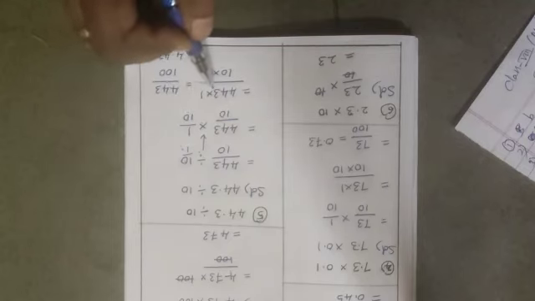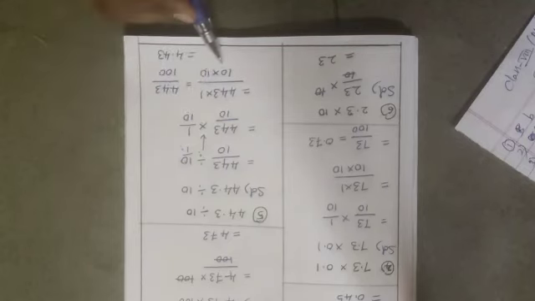Okay children, now 443 into 1 is 443. 10 10s is how much, children? 100. So what does it become, children? 4.43 is the answer. Okay children. Now let us see the next one.